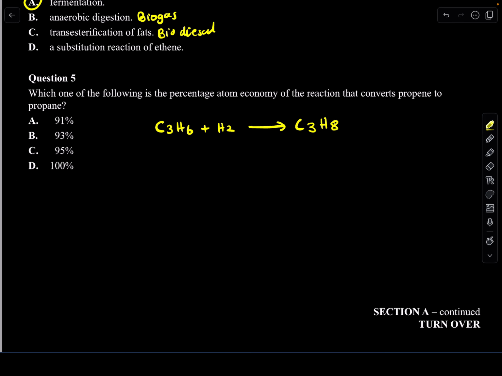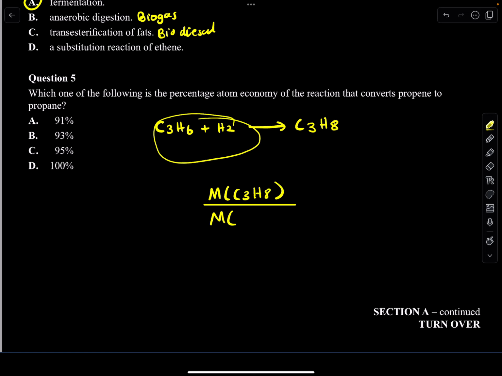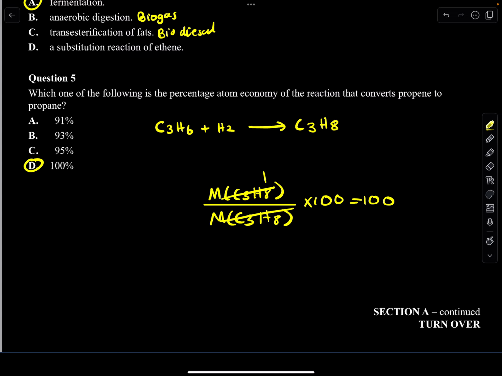So remember the atom economy formula. It's the desired mole. This is what we want to form, the propane. So I'm going to write the molar mass of C3H8 divided by the molar mass of your reactants. Now, the molar mass of adding these here, isn't it going to be basically the same? Because if you add those carbons and add these hydrogens, isn't it basically the same? When you times it by 100, these are just going to cancel out to 1, so it's 100%. Let's choose D. Beautiful.